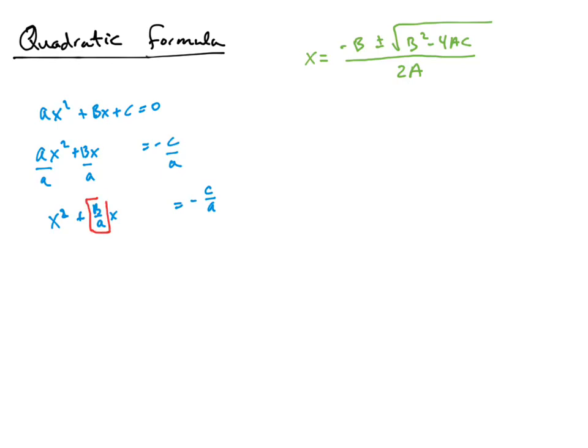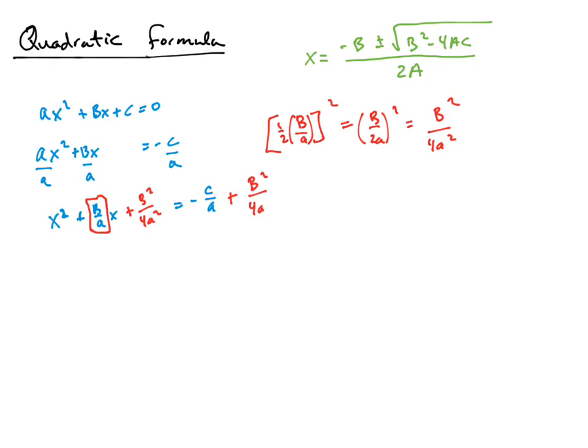So remember, what we do is we take this term and we multiply it by 1/2, and then we square that. So what we'd end up with is b over 2a squared, which is b squared over 4a squared. Okay, so that's what gets added right here, and then we add it to the left side. We can't just add a term to one side of the equation. Whatever we do to one side, we need to do to the other side.